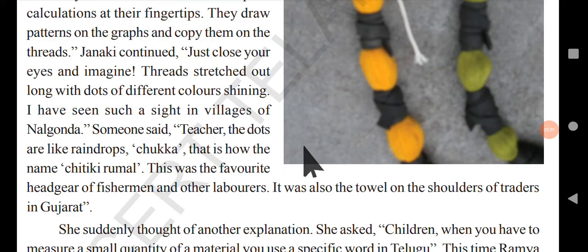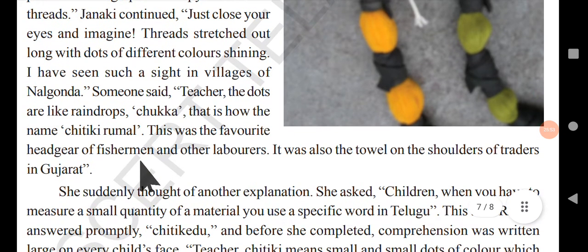Teacher, the dots are like raindrops. Raindrops in the sense, the chukka. In Telugu, we call it chukka, the small dots. That is how the name Chitki Rumal came. This was the favorite headgear of the fishermen and other laborers. It was also the towel on the shoulders of traders in Gujarat.